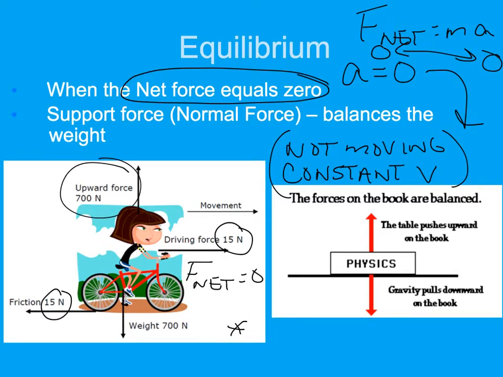Also, the up and down forces of the ground pushing up on her and also her weight pushing down balance out. So in the y-axis, the net force equals 0 as well. That means that this bicycle is not accelerating. But does that mean that the bicyclist is not moving?